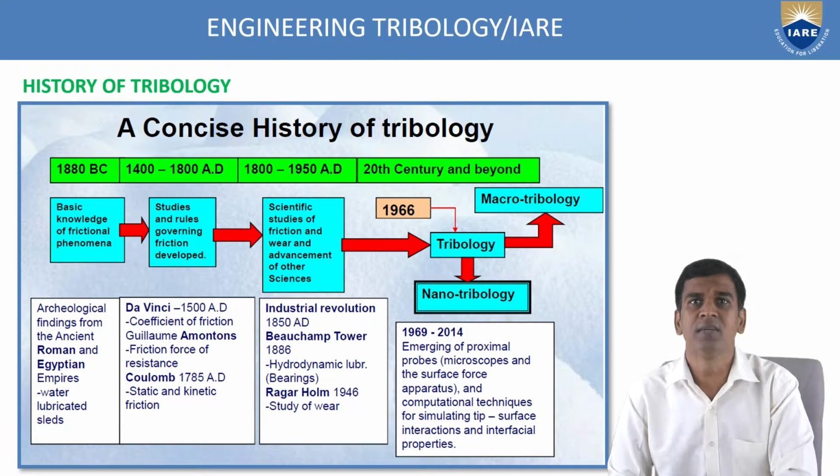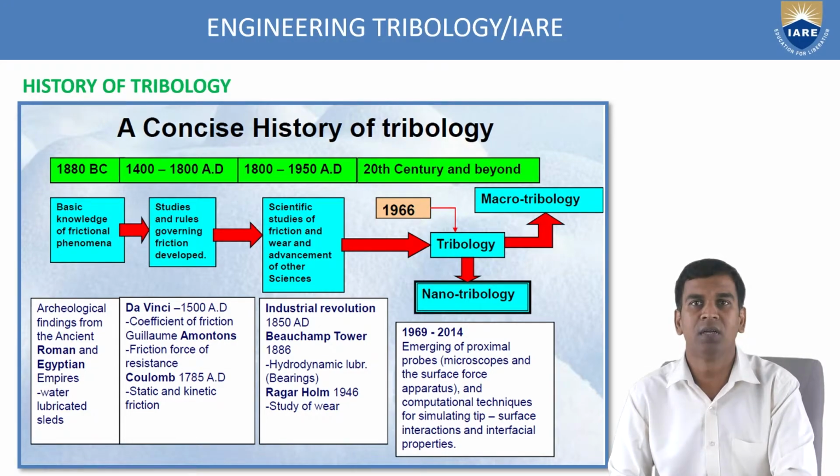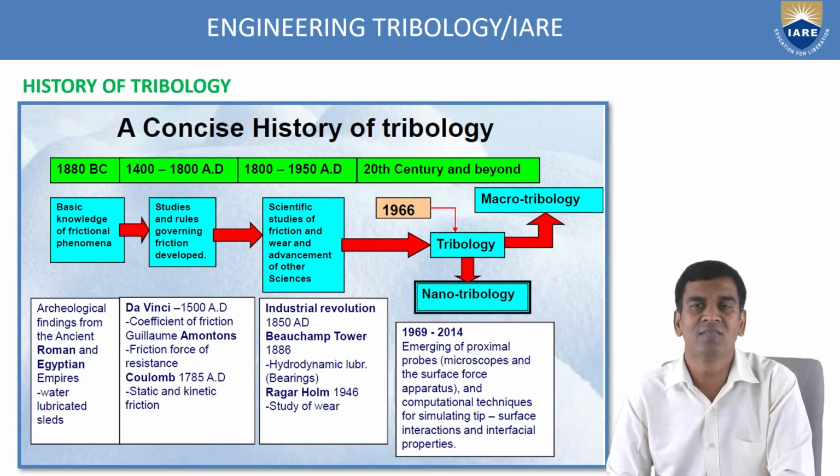After that, from 1800 to 1950 AD, scientific studies of friction and wear and the advancement of other sciences were made, due to the industrial revolution after 1850 AD. Tower, with hydrodynamic lubrication, Rayleigh, and Holm all made some studies scientifically and experimentally proved some rules, and those rules were implemented during 1800 to 1950 AD.